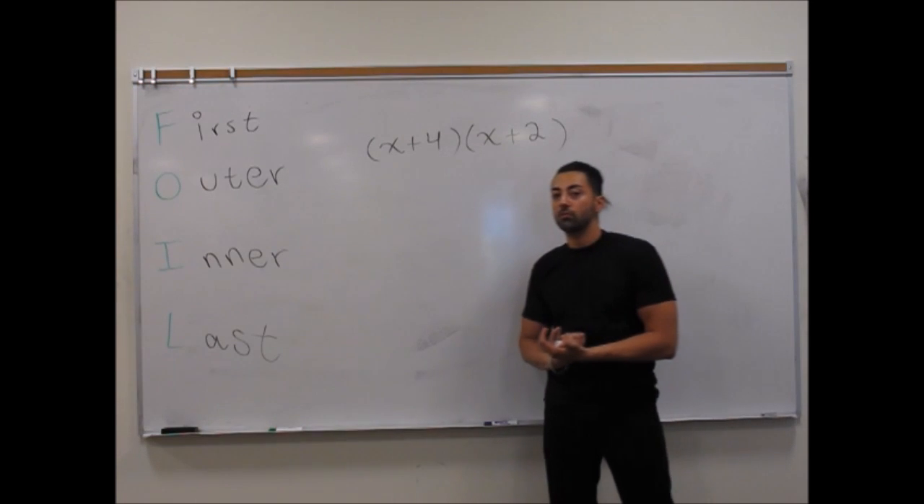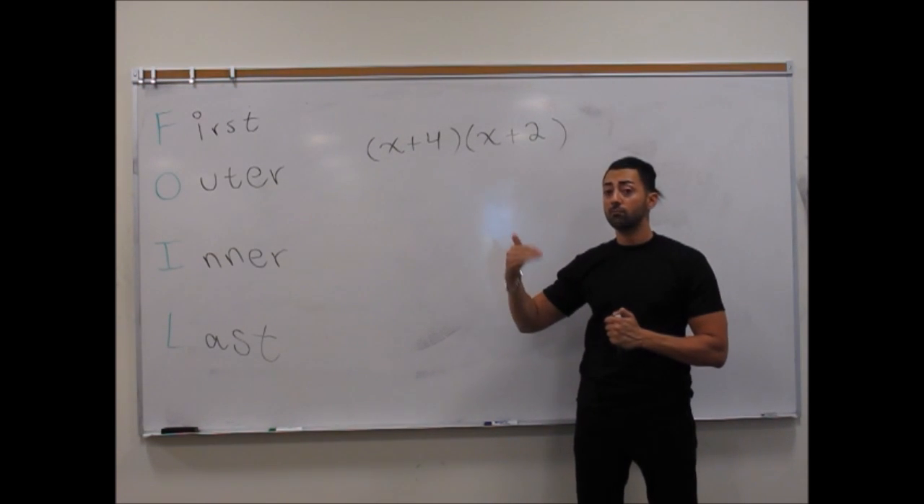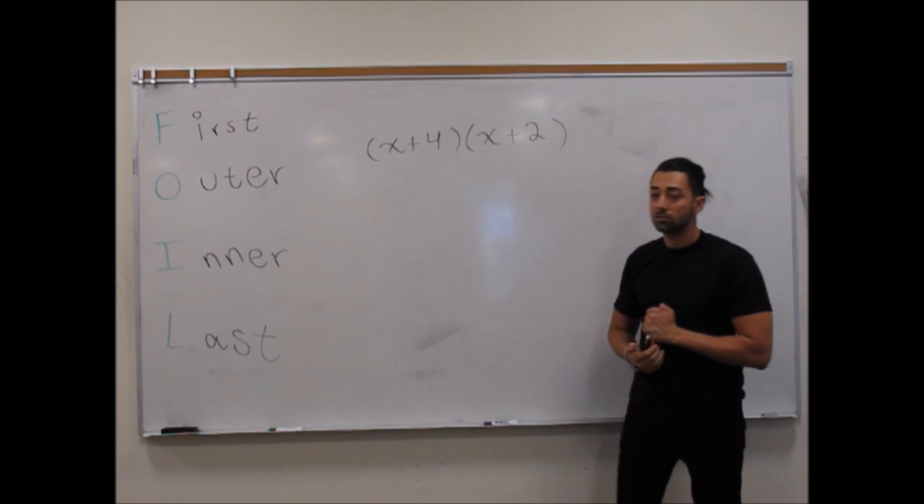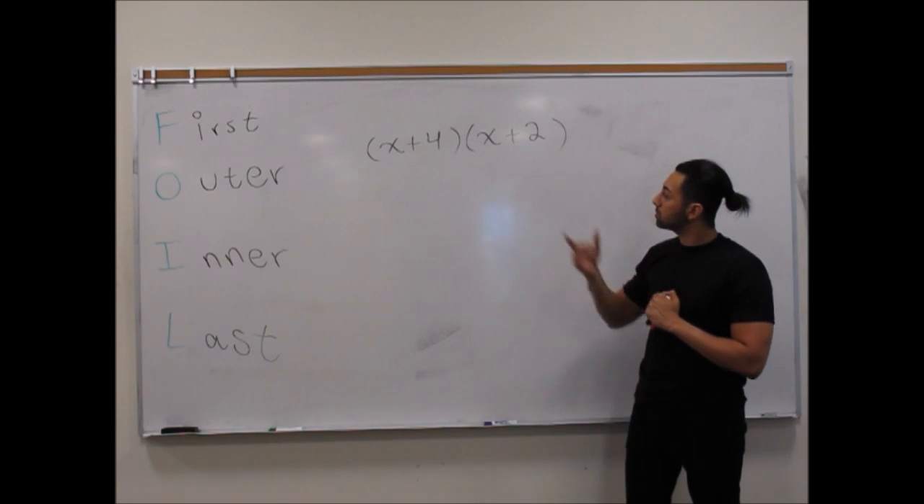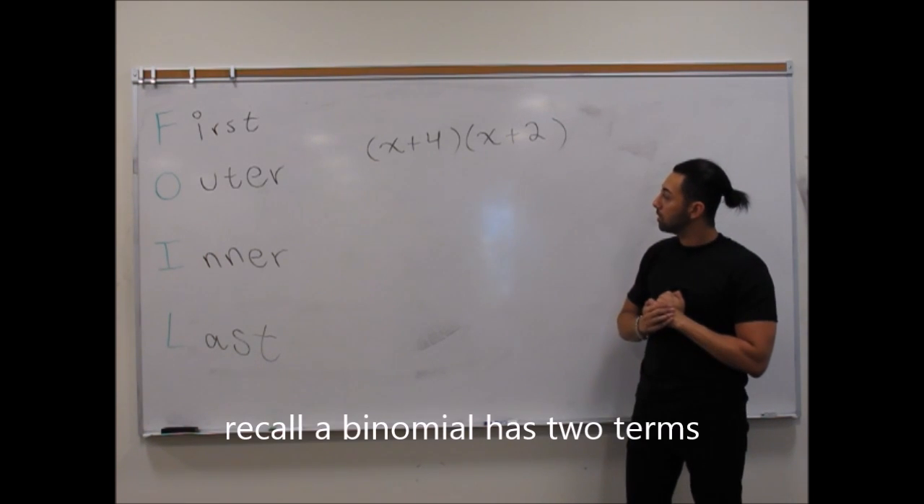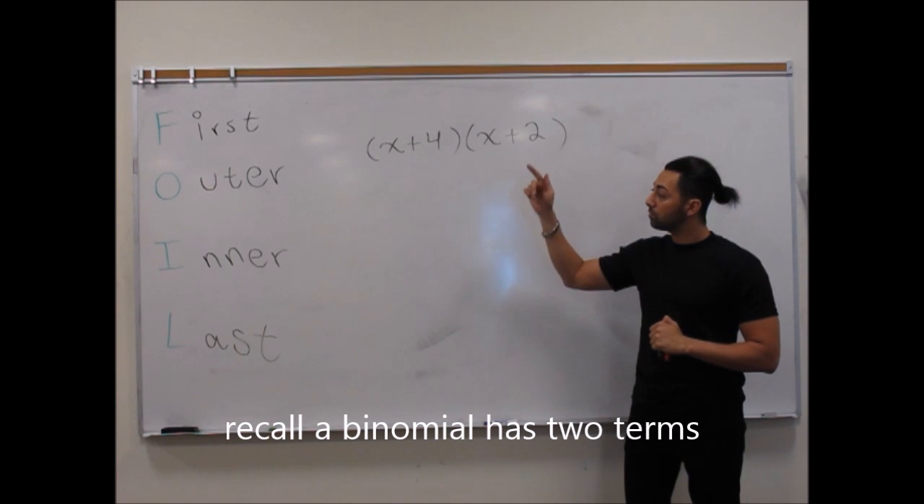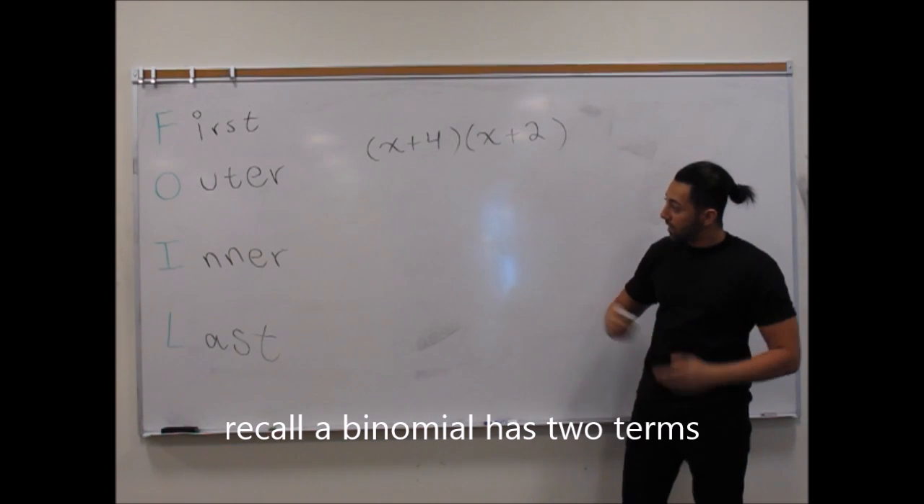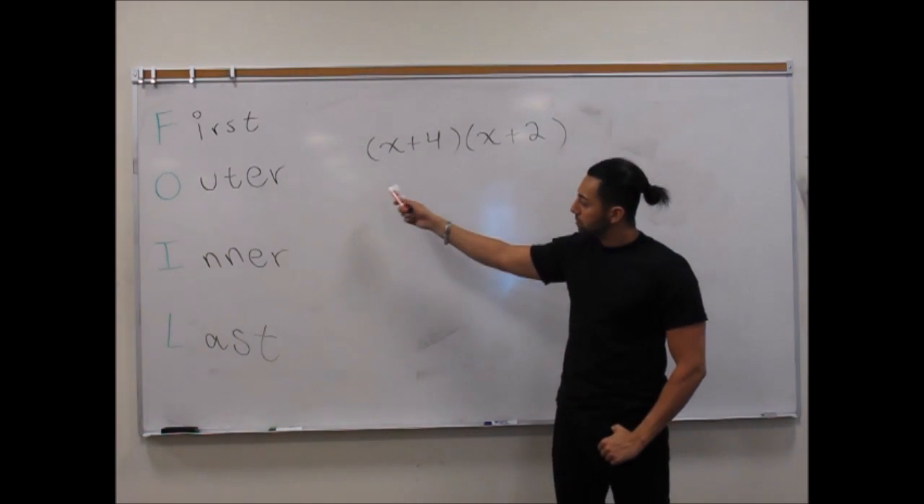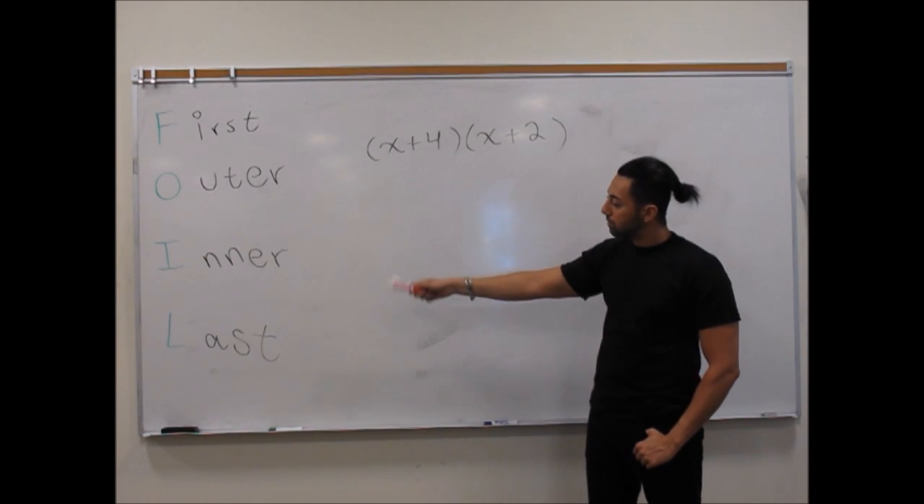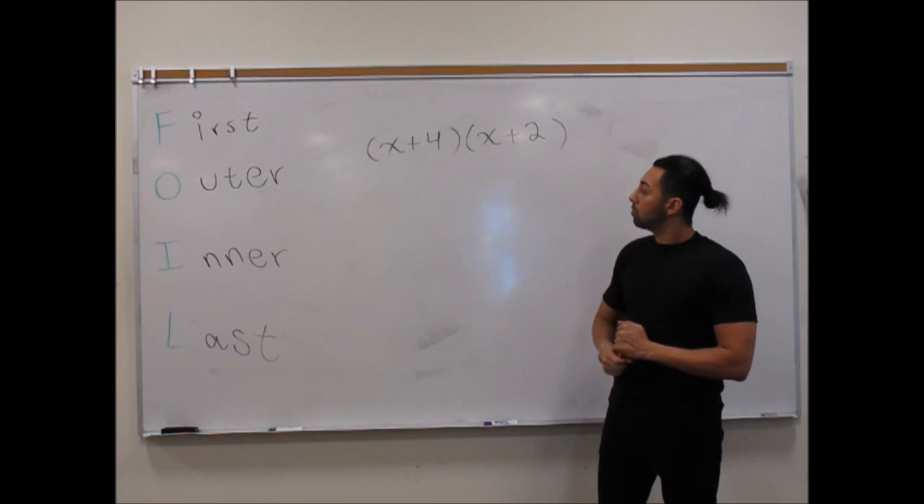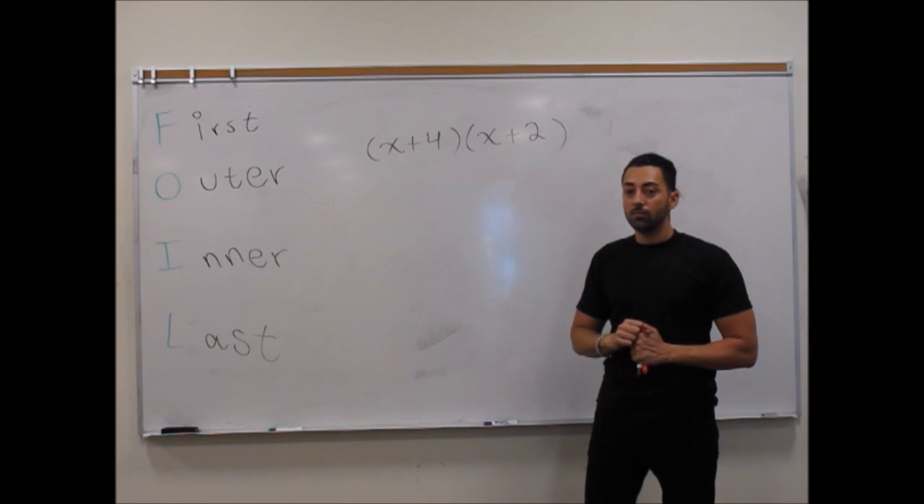Okay, so now that we reviewed the distributive property, let's move on to multiplying some polynomials together. But first, let's multiply some binomials together. And the way we're going to do that is by the FOIL method. So the F stands for first, the O stands for outer, the I stands for inner, and the L stands for last. So what does this really mean?